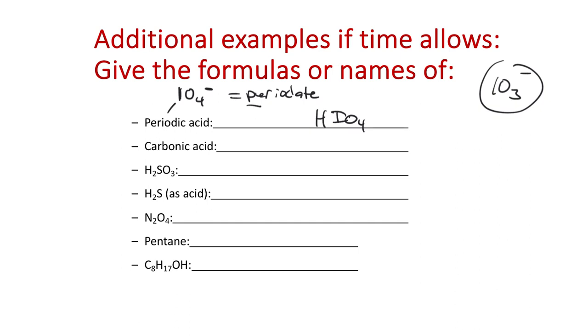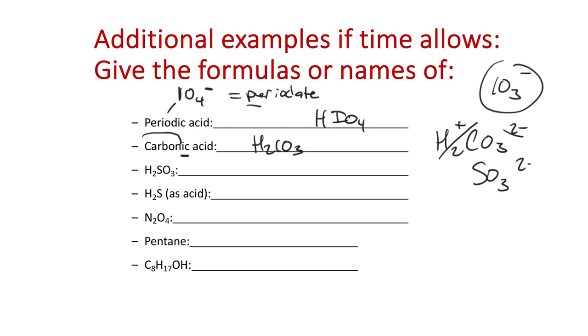Carbonic acid would be the acid of carbonate. So carbon-ic, this is going to be the acid derived off of the carbonate ion. So we're going to need two H pluses to balance out the charge of the CO3 2 minus. So we go H2CO3. H2SO3 would be the acid of sulfite. The sulfite is SO3 2 minus. SO4 2 minus is sulfate. So this is sulfurous acid.